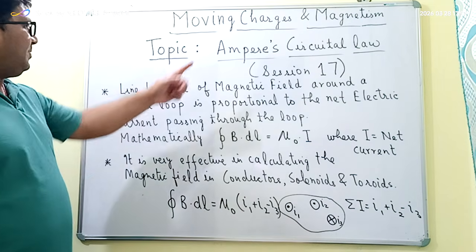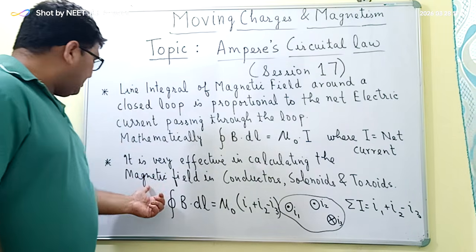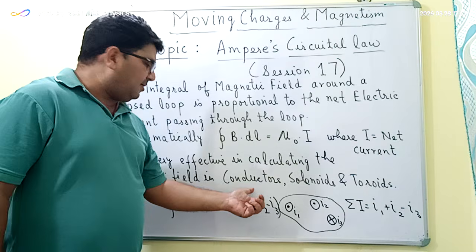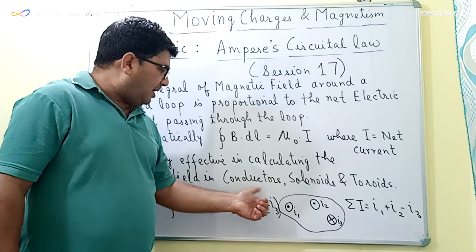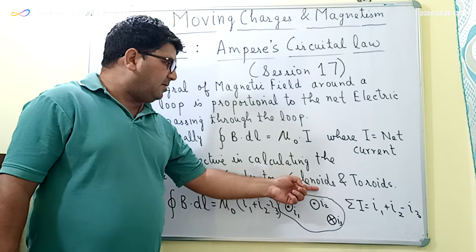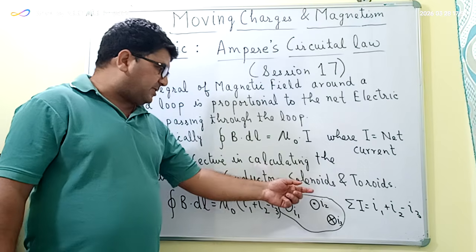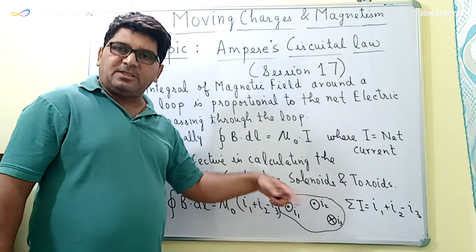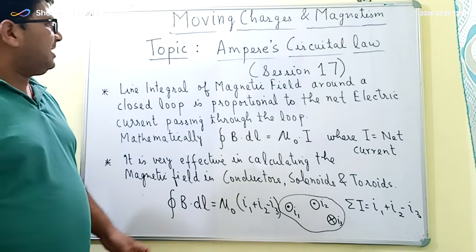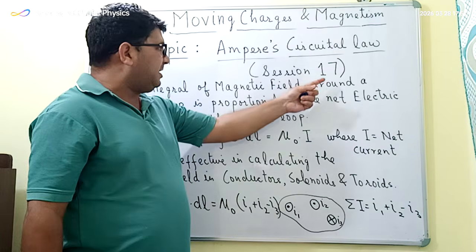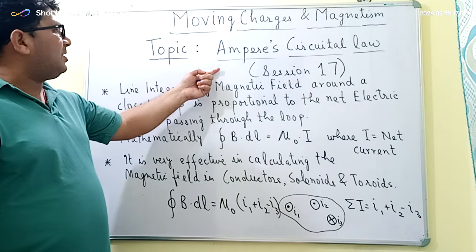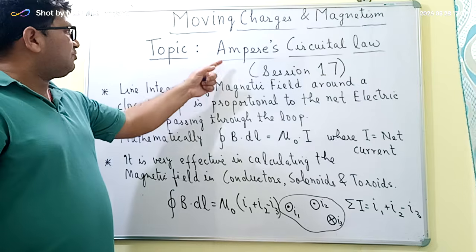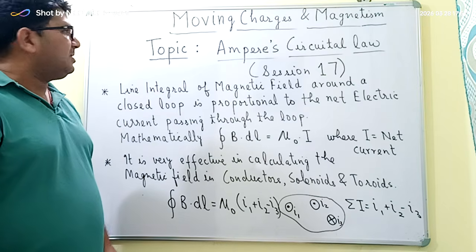Now the Ampere's circuital law is very effective in calculating the magnetic field in the conductors, in the solenoids, and in the toroids. So we will be studying about these in the subsequent sessions. But in the next session, that is in the session number 18, I will be discussing one simple numerical problem which will be based from this topic of Ampere's circuital law.